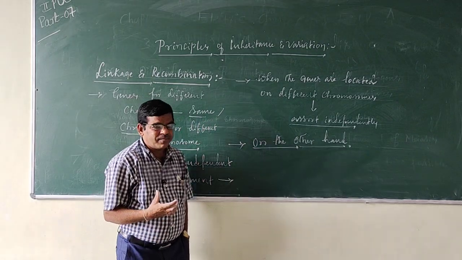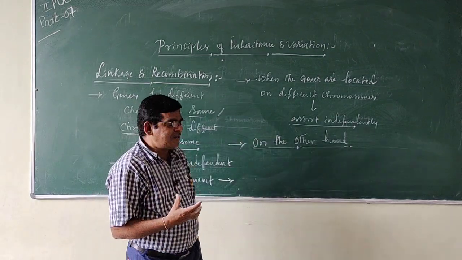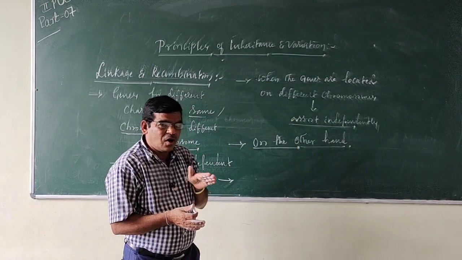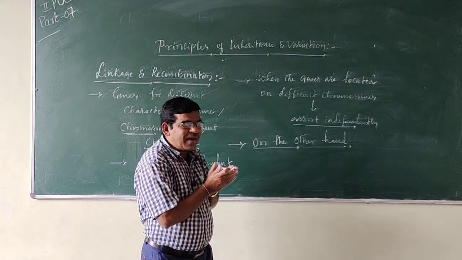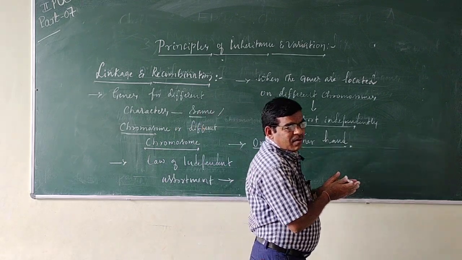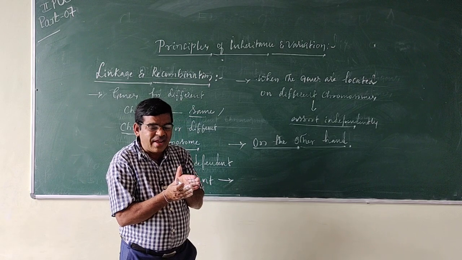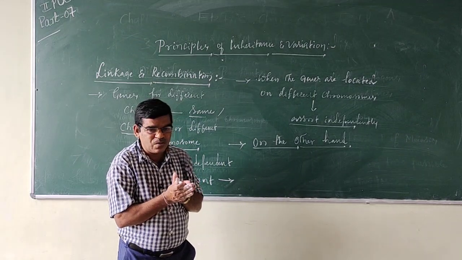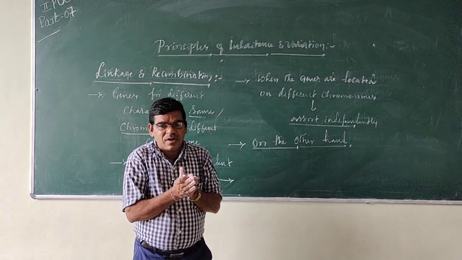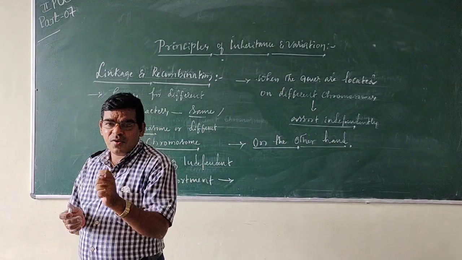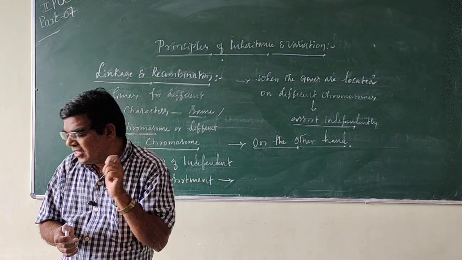On the other hand, the genes present very closely, located very near each other on the homologous chromosomes, assort together with each other.